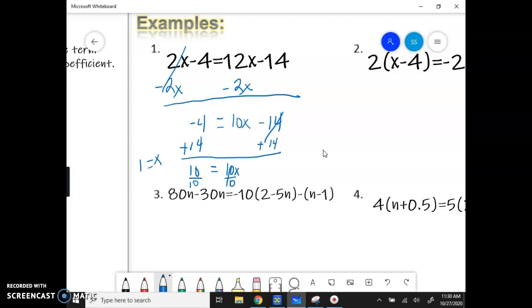Don't get confused with the variable on the right side. It's the same thing as this. It does not matter.